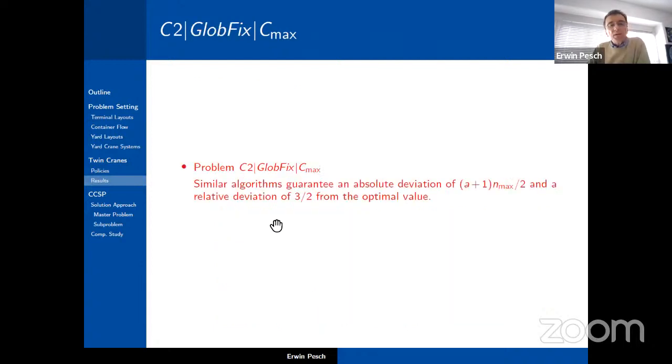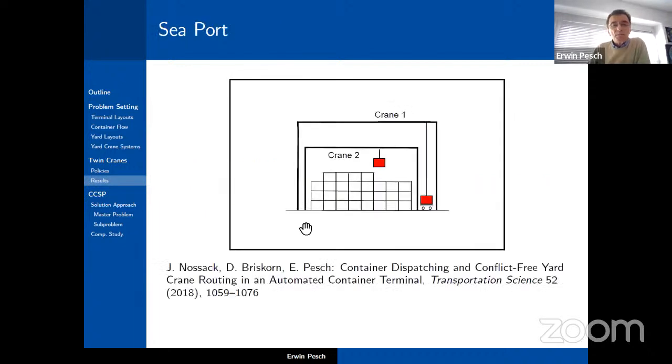Okay, then there is the last policy, but I'm not going to introduce the last policy here now because the results transfer to this last policy as well. You have the same approximation, a three-half approximation, and the solution ideas are very similar.